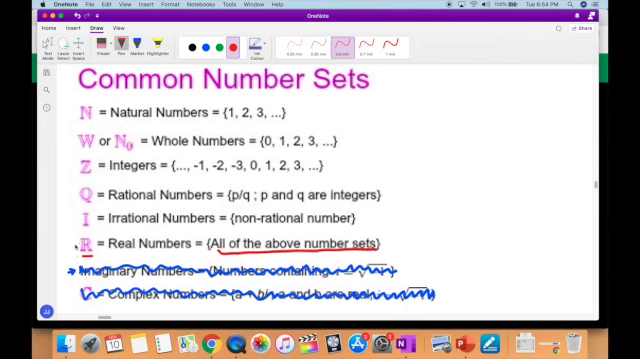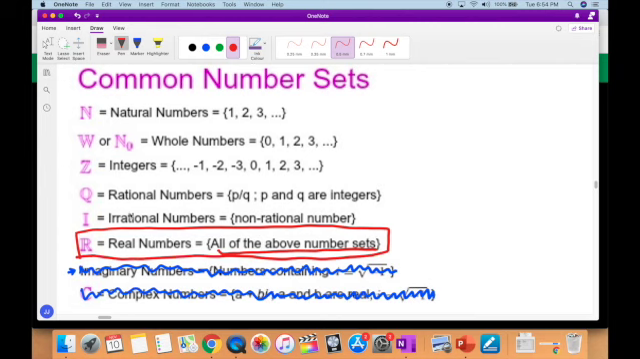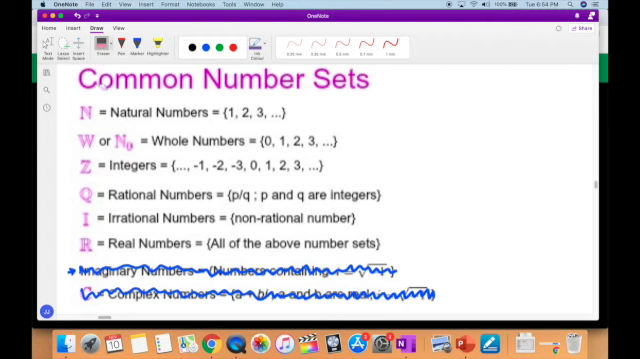So in terms of sets, what would real numbers be? What kind of set would real numbers fall into? Yes. Real numbers would be your universal set.